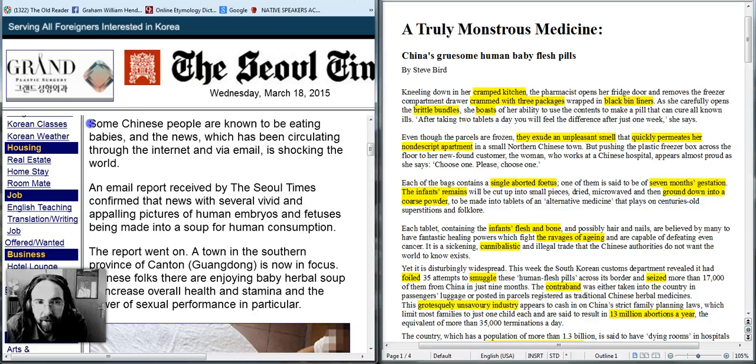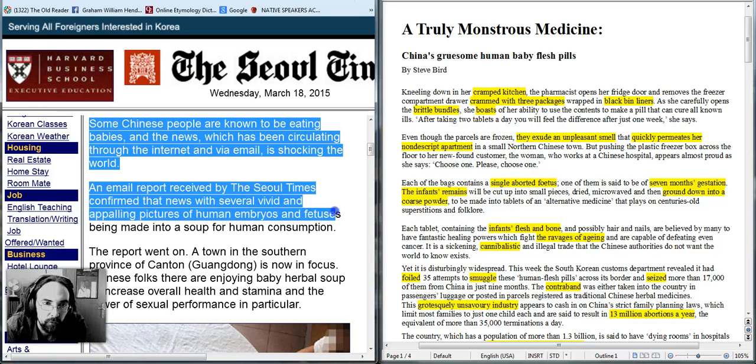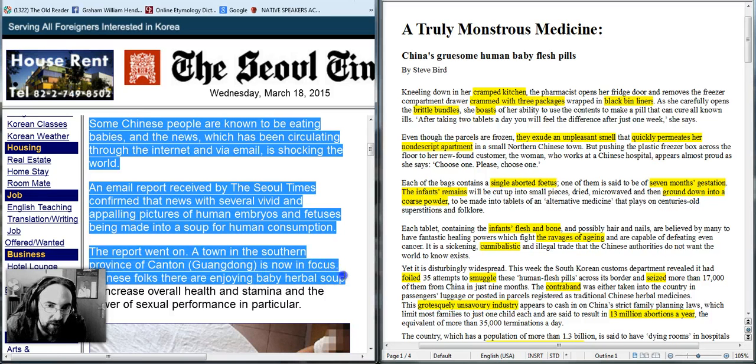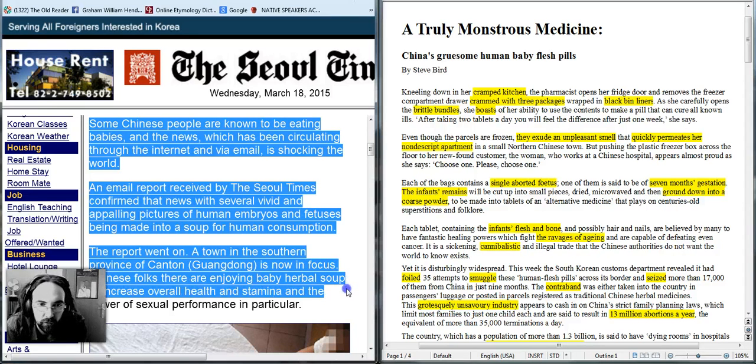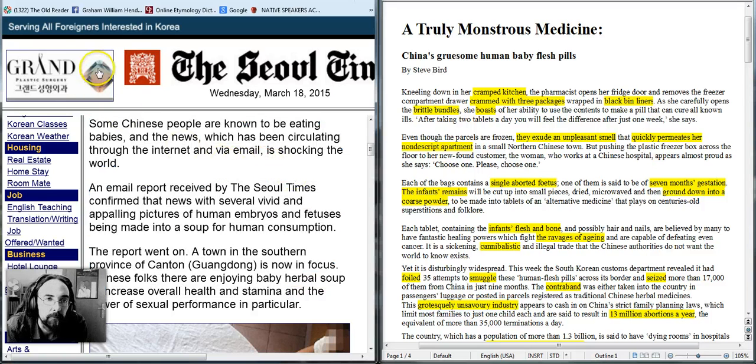but the text at the beginning reads, "Some Chinese people are known to be eating babies, and the news which has been circulating through the internet and via email is shocking the world. An email report received by the Seoul Times confirmed that news with several vivid and appalling pictures of human embryos and fetuses being made into a soup for human consumption." The report went on, "A town in the southern province of Canton is now in focus. Chinese folks there are enjoying baby herbal soup to increase overall health and stamina." And so on. I'm not going to show you the picture.